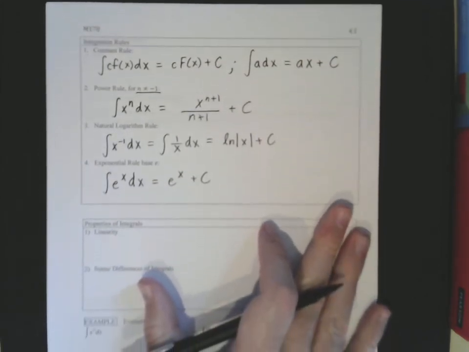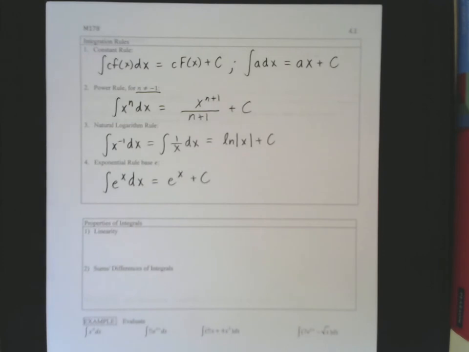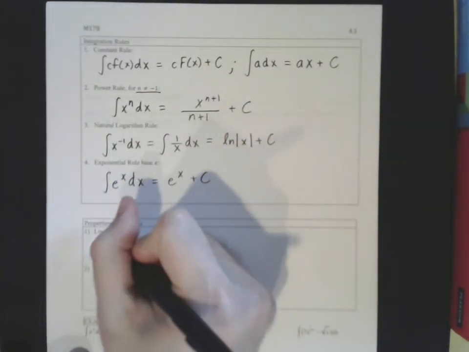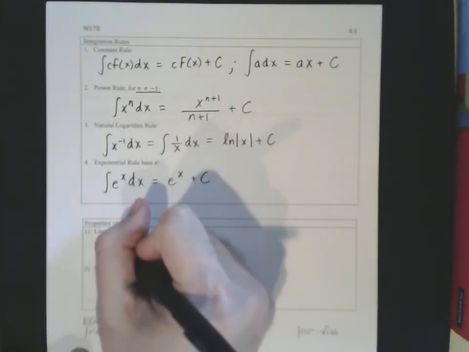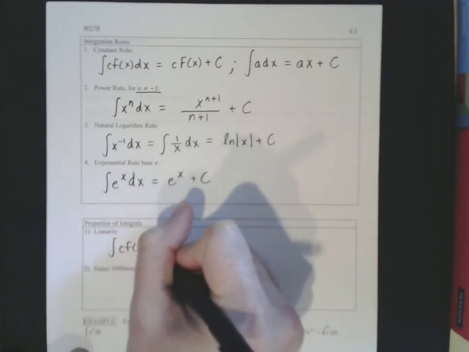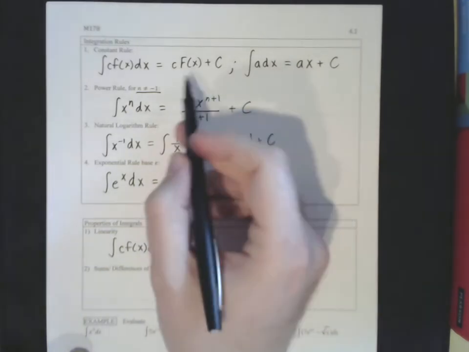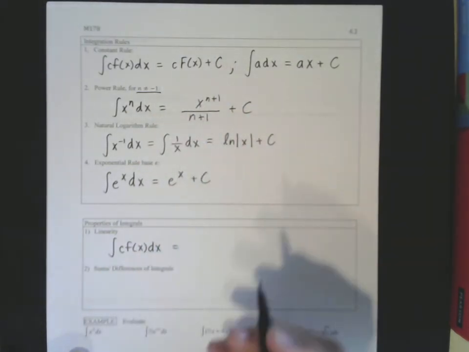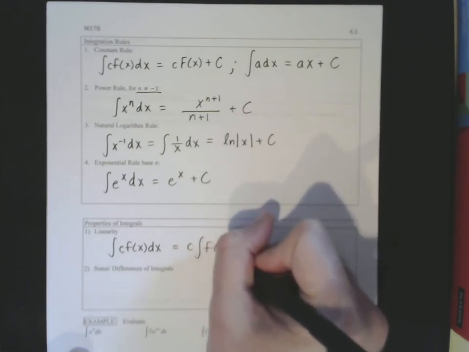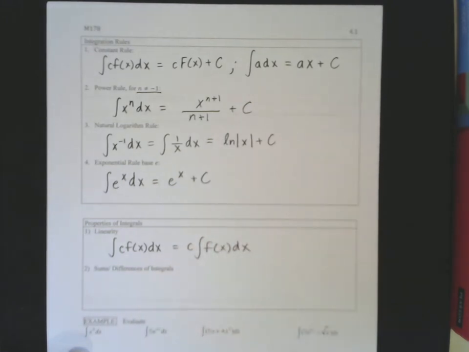So we have some properties of integrals to help us out as well, just like we did with derivatives. The first property is called linearity, and it actually encompasses this rule here. Linearity says that you can factor things. So if we have the integral of c f of x dx, the reason that it equals this is because of its property of linearity. You can factor the c out, and then the integral of f of x dx.